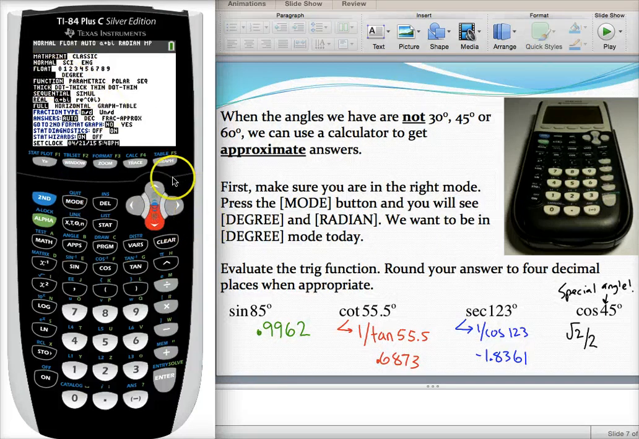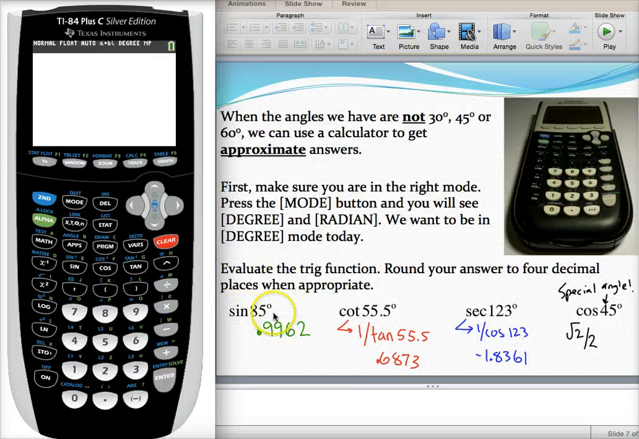Later on, we'll have to switch back and forth between degrees and radians, but for now, let's make sure that degree is highlighted. Otherwise, every single answer would be wrong, and that's not good. All right, so to find the sine of 85, it's just as simple as typing in sine, regular sine. Type in 85, and there is the sine of 85. Notice I've already rounded to 4 decimal places. 4 should be plenty for what we're doing.